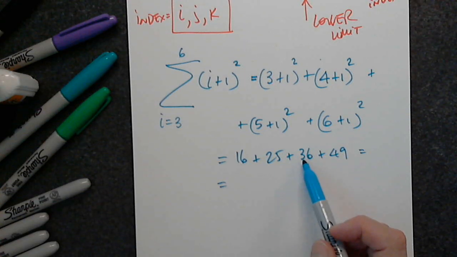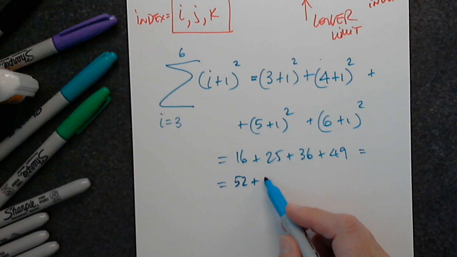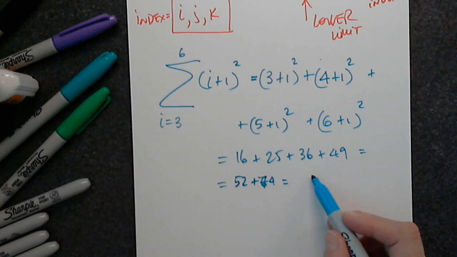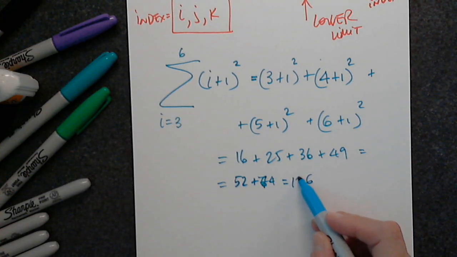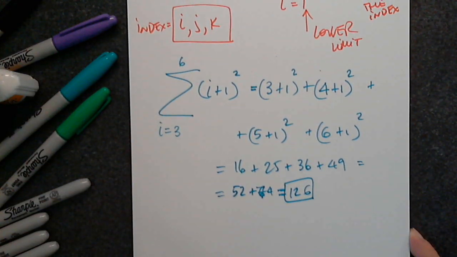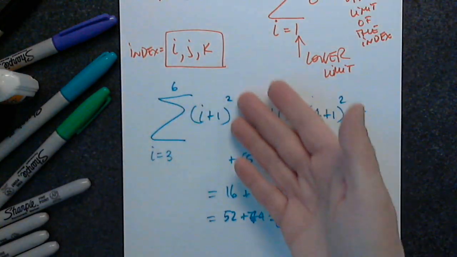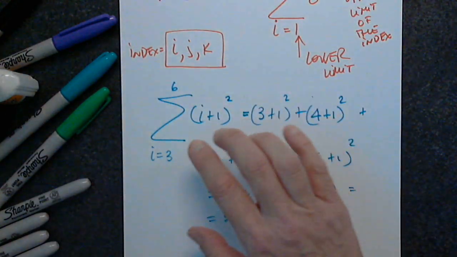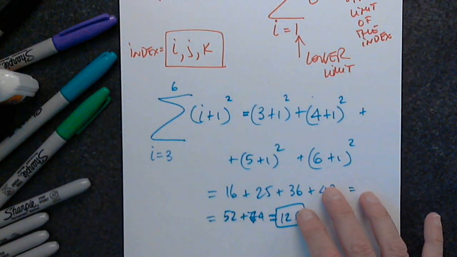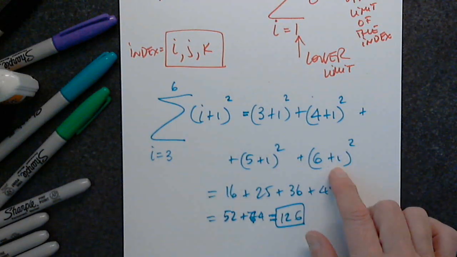And now I can add them. So I get 52, and I get here 74. And I think I got 126. So whenever we want to condense something and explain it quickly or perform operations with it, we prefer this notation versus this. Well, see, this sum had only 4 terms.